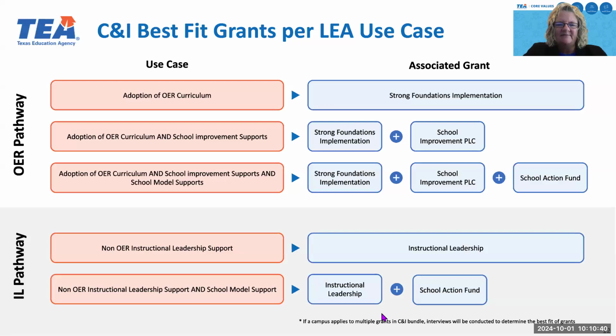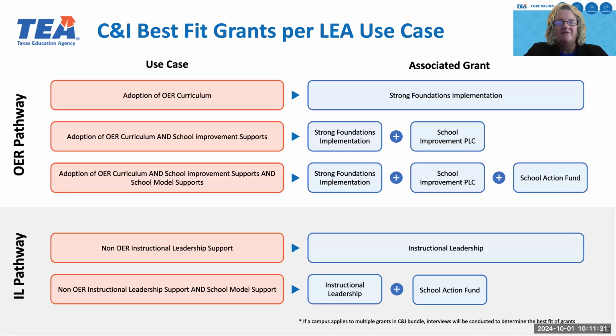Here is a look at what is the best fit for me. If we look at the OER pathway, and you are looking to adopt OER curriculum, then you begin with the Strong Foundations Implementation Grant. If you're looking for adopting OER curriculum and school improvement supports, then you would apply to both the Strong Foundations Implementation Grant and the SFI School Improvement PLC Grant. If you're looking to adopt OER curriculum, school improvement supports, and school model supports, then you can apply for Strong Foundations Implementation, the SFI School Improvement PLC, as well as School Action Fund.